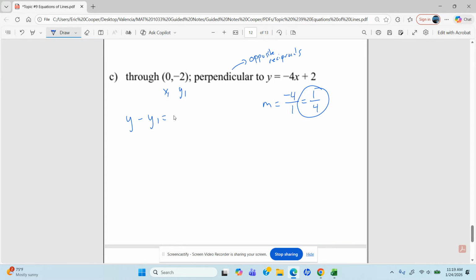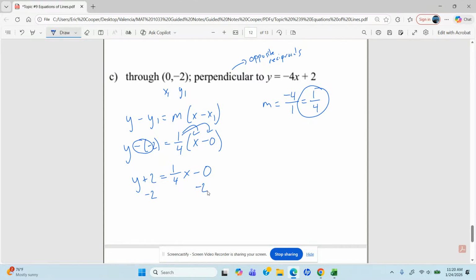We now have enough information to plug it into point slope. We'll go y minus y1, so y minus negative 2 is equal to 1/4 x minus 0. Distribute the positive 1/4. We'll also change this double negative to a positive at the same time. Y plus 2, 1/4 times x is 1/4 of x. 1/4 times 0 is just 0. We'll subtract 2 from both sides. Y is equal to 1/4 x minus 2.